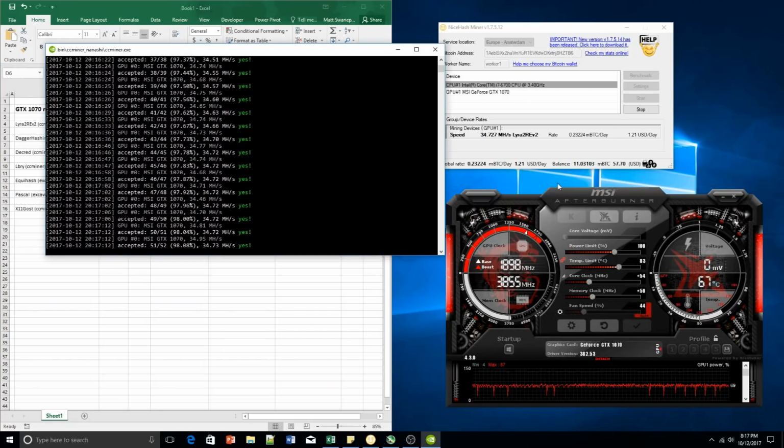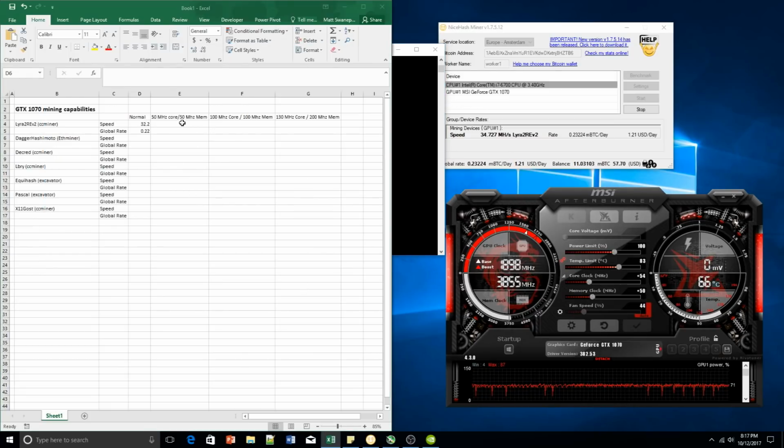Alrighty guys, so a couple of minutes have passed and it looks like we have settled on a healthy little jump here of 34.72. That's megahash per second and 0.23 mBTC per day.